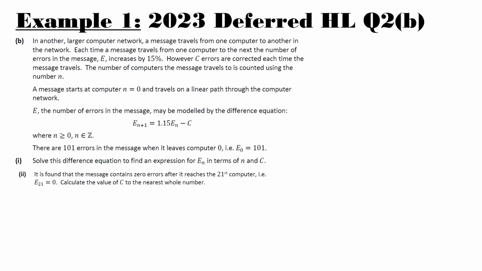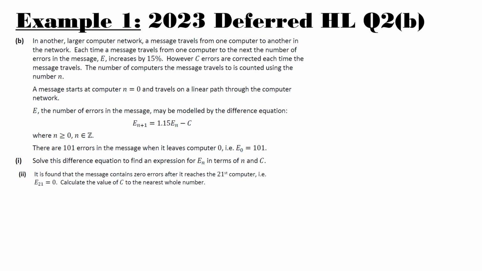Example 1 is coming from the 2023 Deferred Higher Level Paper, and it's question 2, part B. In another larger computer network, a message travels from one computer to another in the network. Each time a message travels from one computer to the next, the number of errors in the message, E, increases by 15%. However, C errors are corrected each time the message travels. The number of computers the message travels to is counted using the number n.